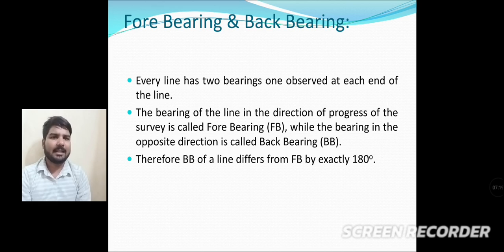Fore bearing and back bearing. Every line has two bearings, one observed at each end of the line. The bearing of the line in the direction of progress of the survey is called fore bearing, FB, while the bearing in the opposite direction is called back bearing, BB. Therefore, BB of a line differs from FB by exactly 180 degrees.